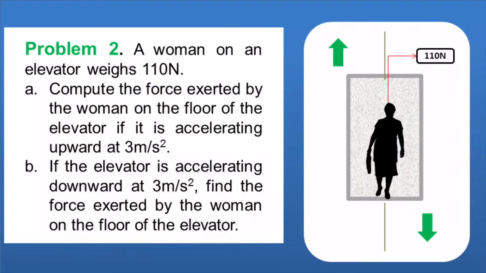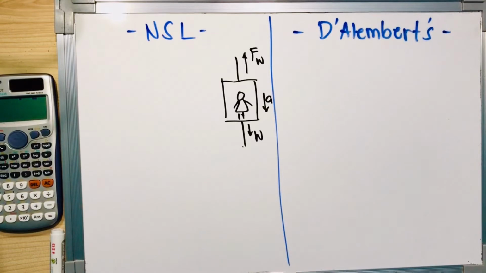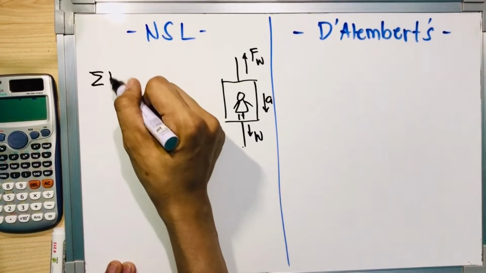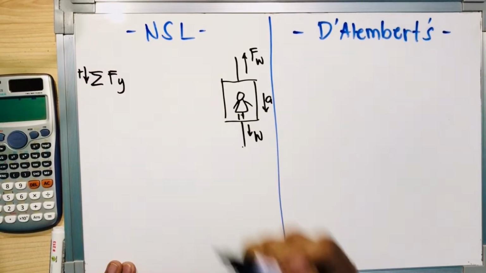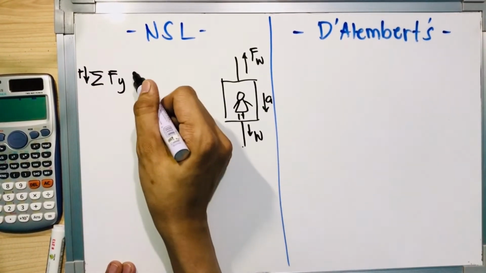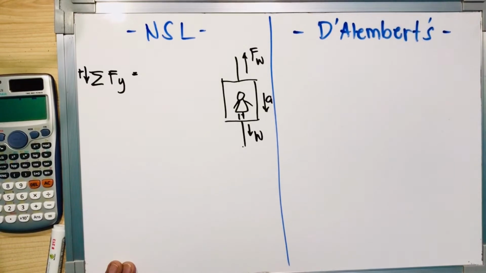Alright, for letter B, the scenario is just the reverse. Compute for the force exerted by the woman on the floor if the elevator is accelerating downward at the same acceleration of 3 meters per second. So, magiging baliktad lang yung consideration natin, pero this time, gagawin ko is yung summation of forces along y-axis. Going down would be positive. Kasi nga, going down yung direction natin para maging positive yung mga forces going downwards.